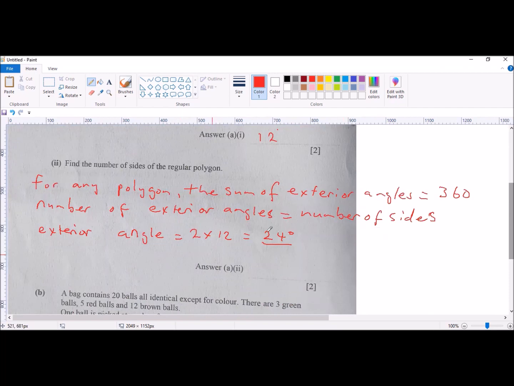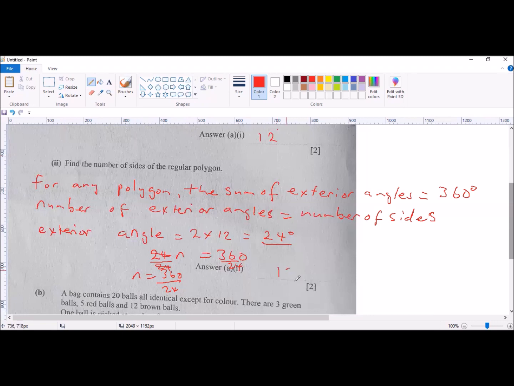All right. So 24 times n, 24n is equal to 360, because the sum of exterior angles on a polygon is 360 degrees. So each angle is 24, times the number of sides will be equal to 360. Therefore, the number of sides is 360 divided by 24. Just divide both sides by 24, then this 24 will cancel and we are left with n, which is the number of exterior angles, which is also the number of sides of the polygon. Okay, 360 divided by 24 will give us 15.